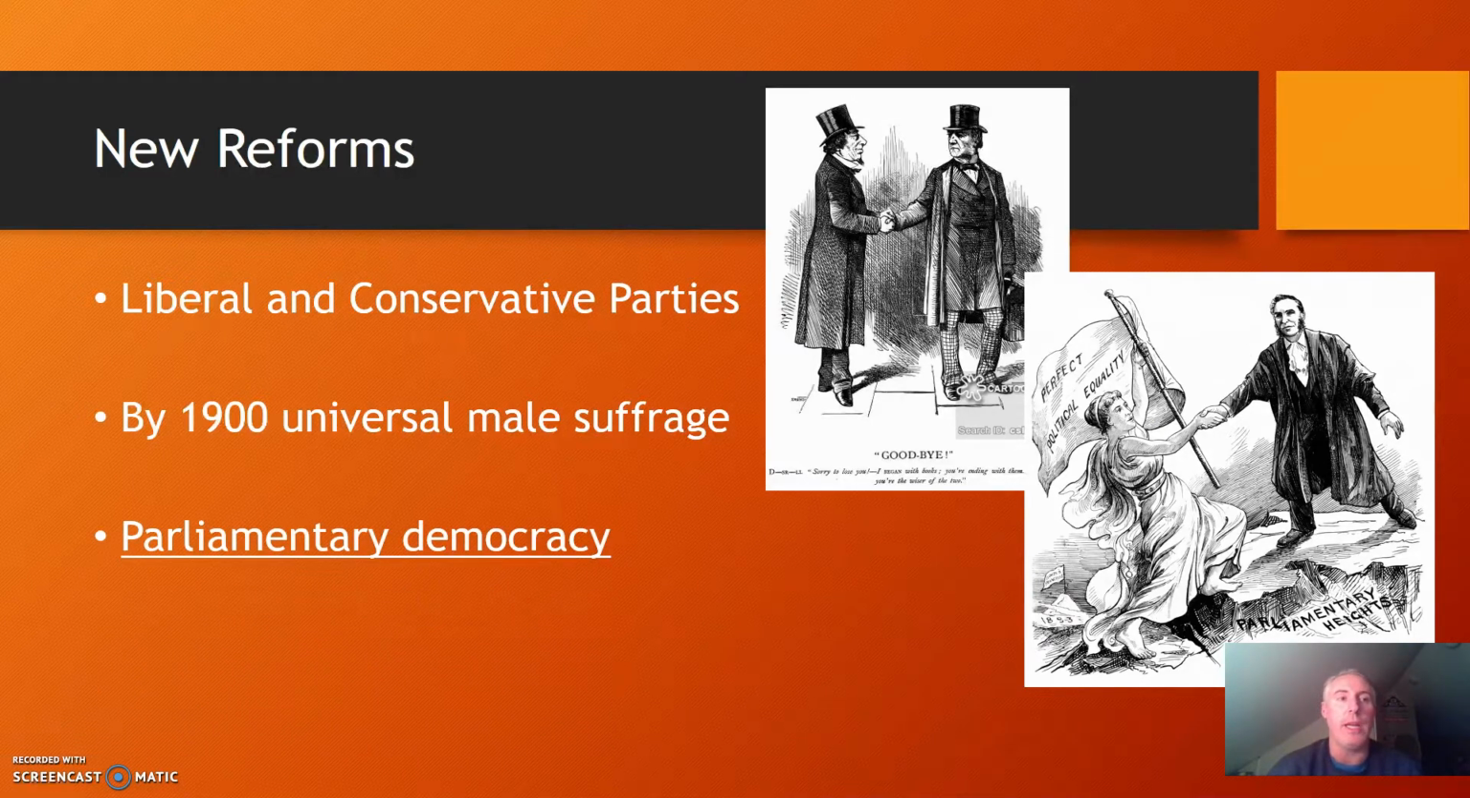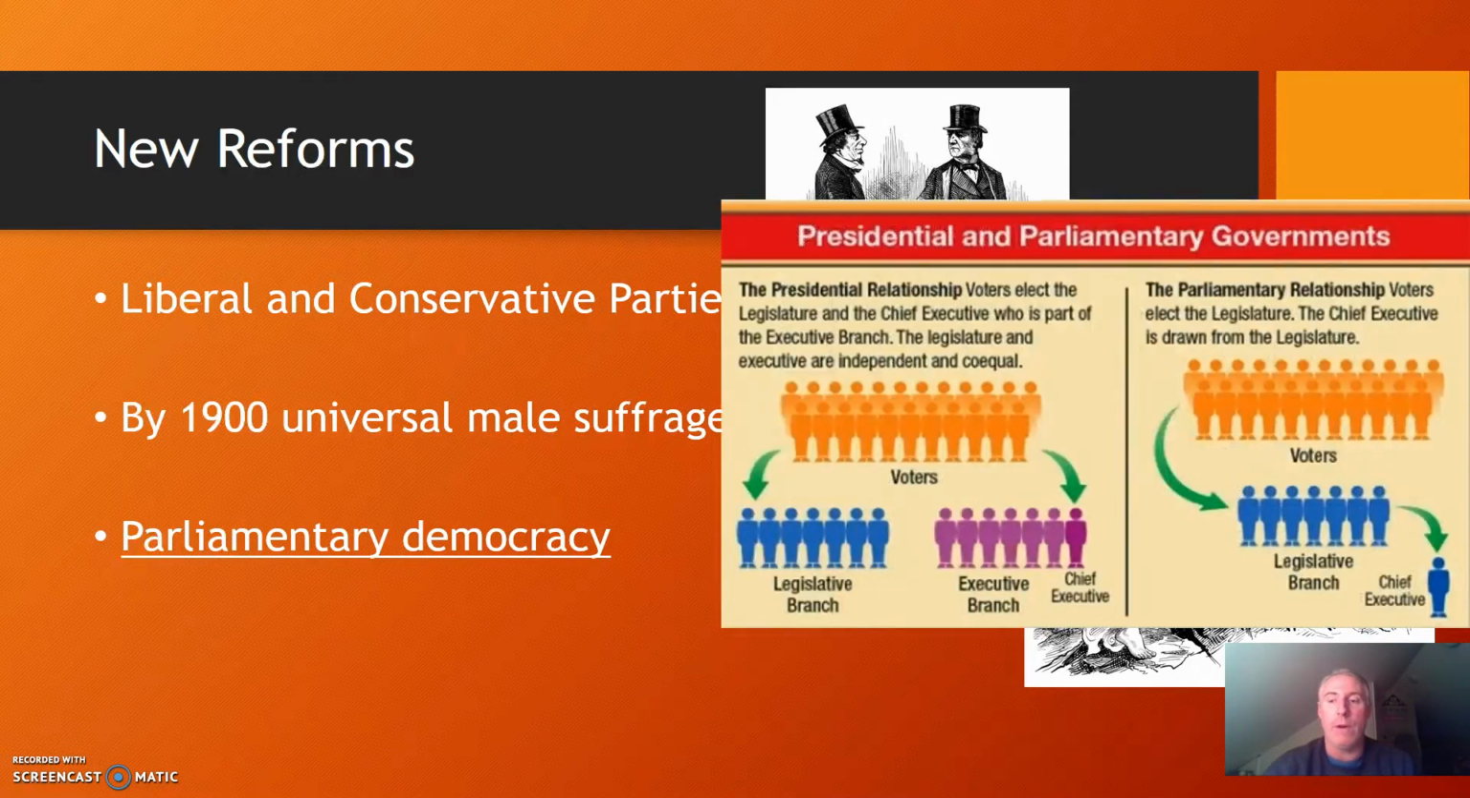So now everybody can take part in Parliament, and that turns Britain into what we call a parliamentary democracy, where the people choose the members of Parliament and the Prime Minister, which is a bit different from our own version. You look at the presidential relationship, where voters will vote for the legislative branch and the executive branch, the chief executive, that's the president. They vote for those separately. This is Congress, this is the president. So we vote for the president and then we vote for Congress separately.